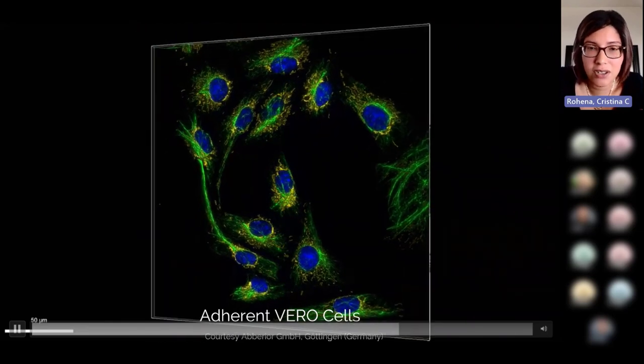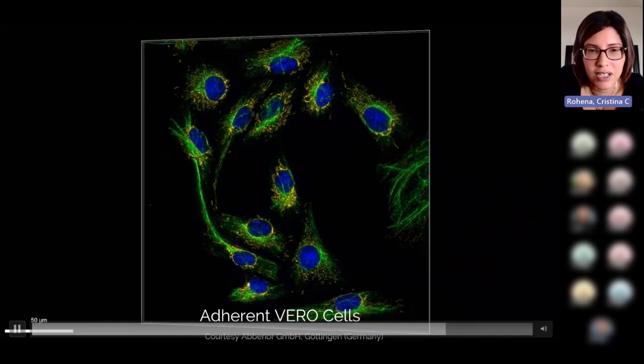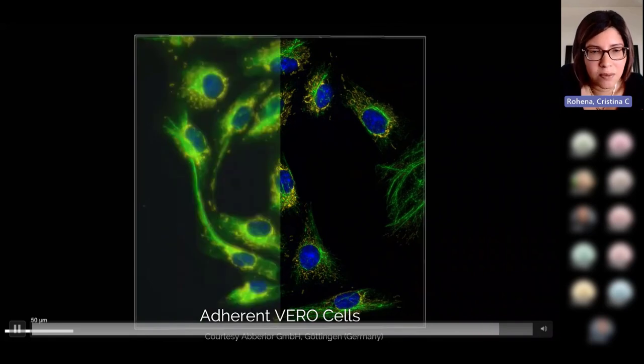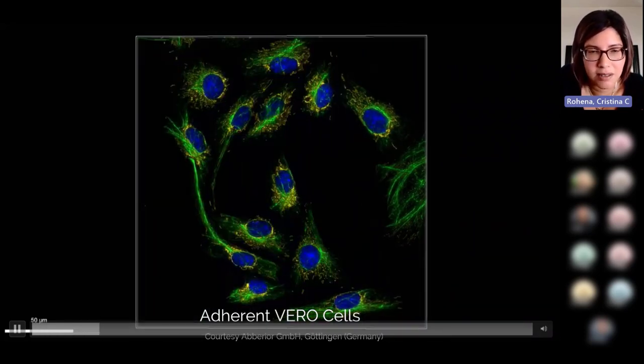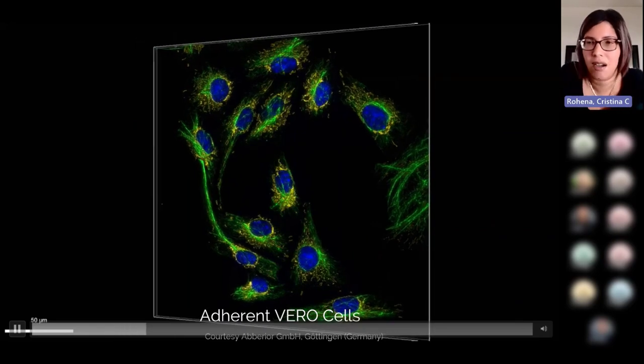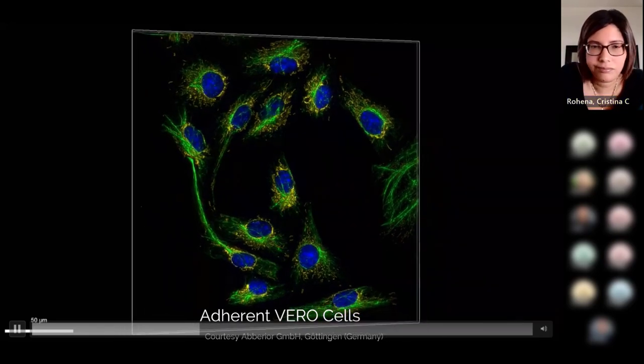Now with the processed image, you can really see the details of each of the mitochondria and of the intermediate filaments labeled by vimentin here. That was really impossible to observe in the raw image.